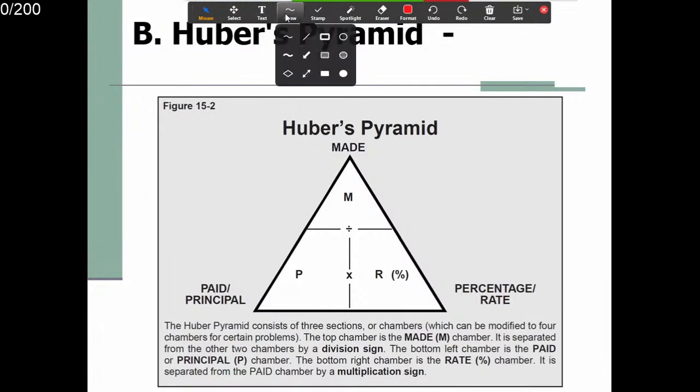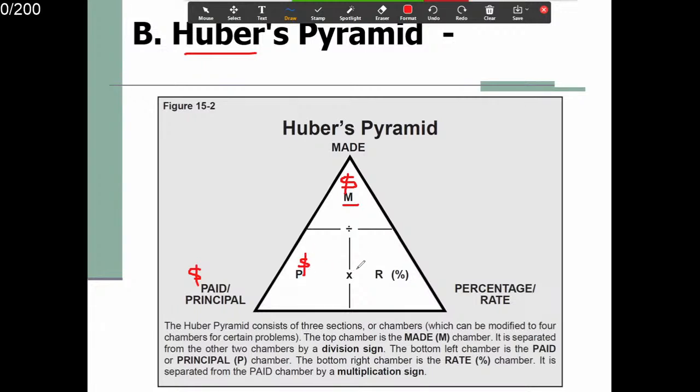Here's the magic triangle. What do they call it? Huber, not Uber, okay? Huber triangle. Notice that the most important thing is how much you made, placed on top. And then the base consists of how much principal you pay, times the rate of return. Notice this little sign here is a divide. So this is your magic triangle.